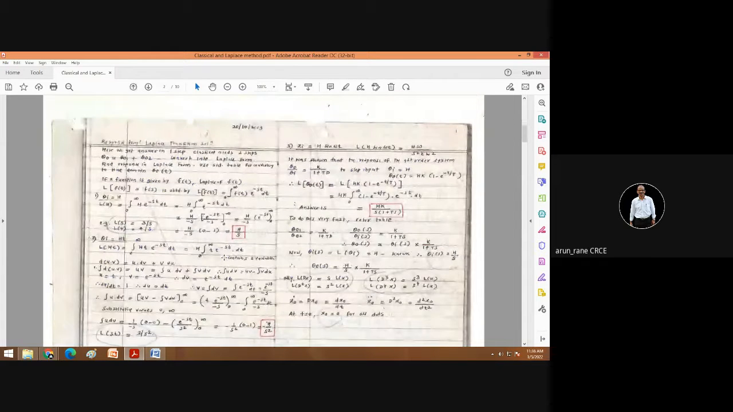So how to find this? How to evaluate response coefficients? You have to just substitute Laplace operator S for D. So D is a differential operator, so that has to be substituted by S. So a higher order transfer function can be reduced to the sum of complementary solution and particular solution. You will come to know when I take examples.